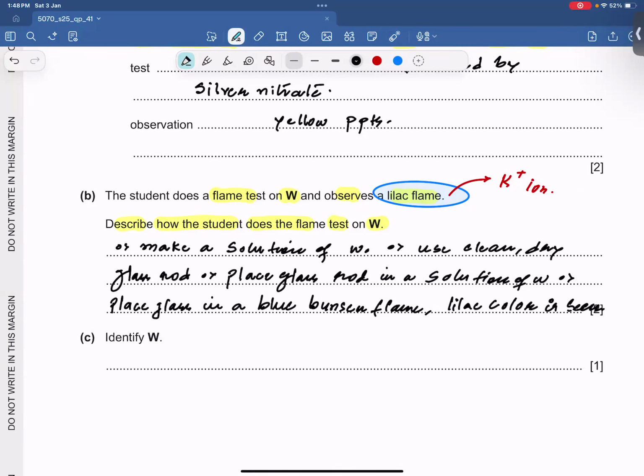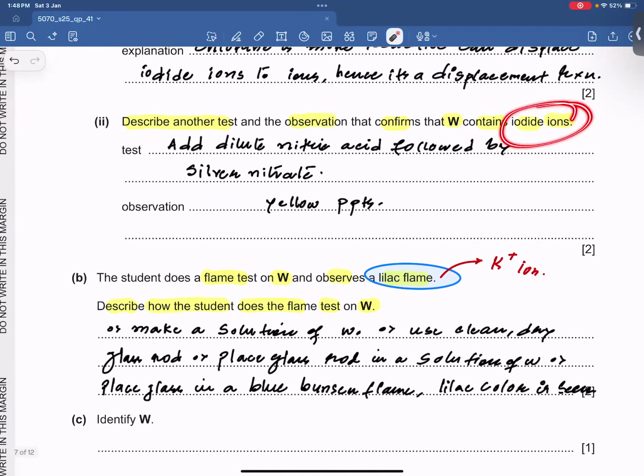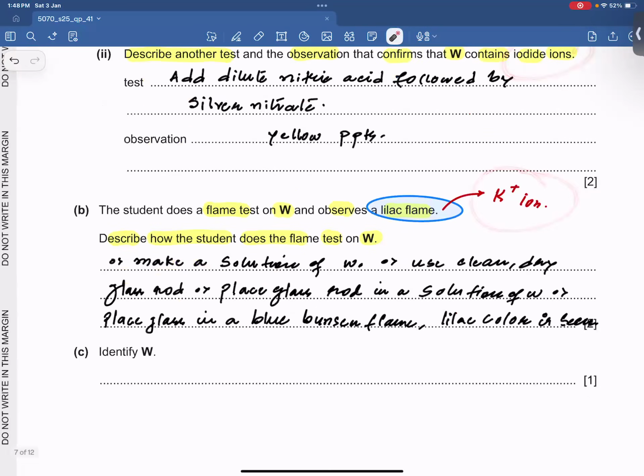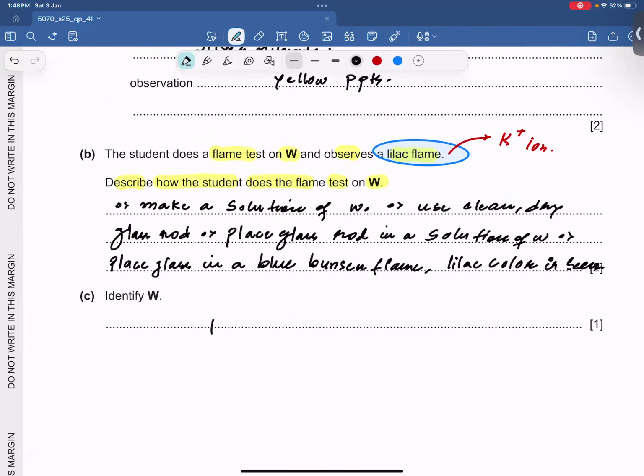Identify W. So now we have potassium ions and we have iodide ions. So when iodide ions and potassium ions combine together to give potassium iodide, so W is going to be potassium iodide. Okay.